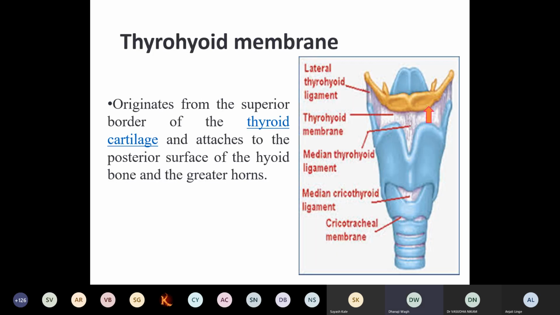See this thyrohyoid membrane, it originates from the superior border of the thyroid cartilage and is attached to the posterior of the hyoid bone and the greater horn. So in this diagram, you can see anteriorly the upper border, the superior border of the thyroid cartilage, and there is a thyrohyoid membrane attached to the hyoid bone.